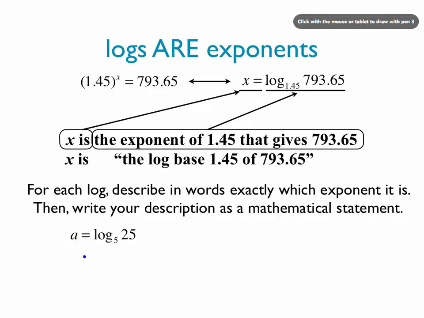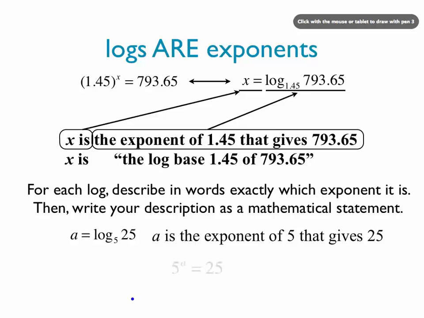And that's A. So if A is the exponent of 5 that gives 25, what equation can you set up? Christian, if A is the exponent of 5 that gives 25, what can you say? 5 to the A equals 25. Yeah, that's exactly what that phrase says: A is the exponent of 5 that gives 25. And so, therefore, what is A? 2. We know that 5 squared is 25. So the log base 5 of 25 is 2, because we're talking about the exponent of 5 that will give you 25.